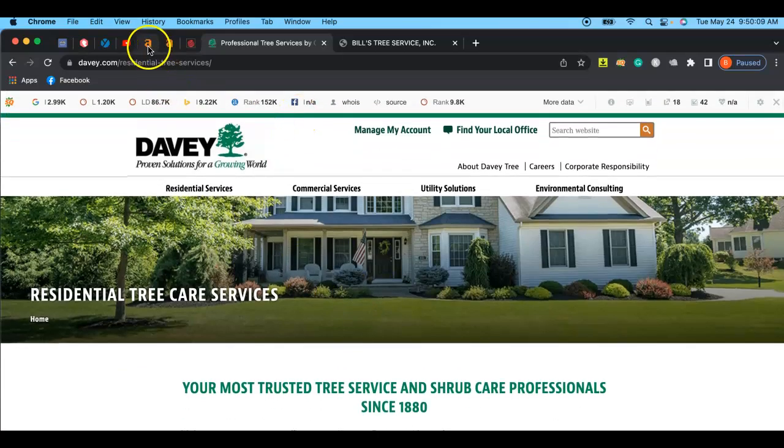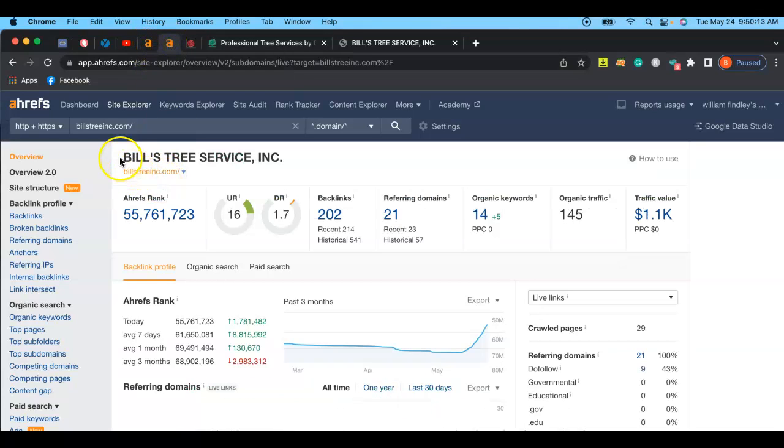And so over here, I actually use a tool. It's called Ahrefs. Ahrefs and Google, they're business partners. Google has a crawler that goes around and looks for certain specific things on the website, and Ahrefs just displays the analytical information that they find. And so here is your website. I just took your domain, Bill's Tree Service, and I plugged it in. And this is what they found.